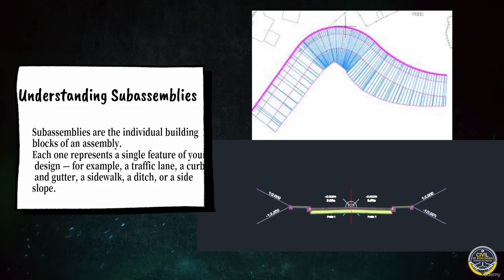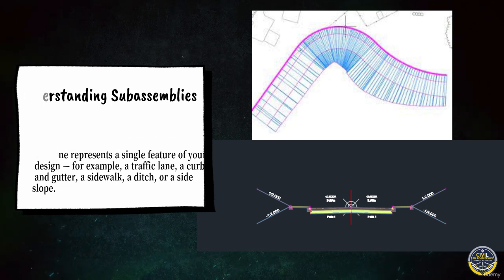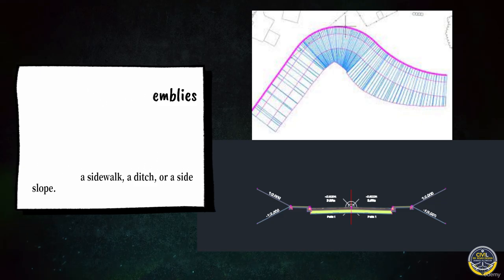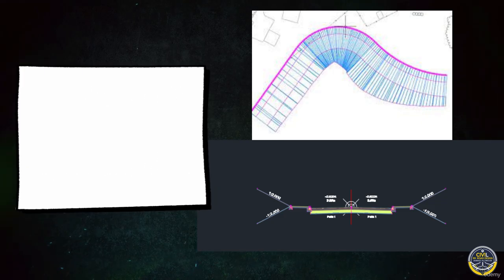All standard subassemblies can be found inside the tool palettes. Each category represents a specific design element type. Here, we can see palettes for lanes, curbs, shoulders, and daylight slopes.